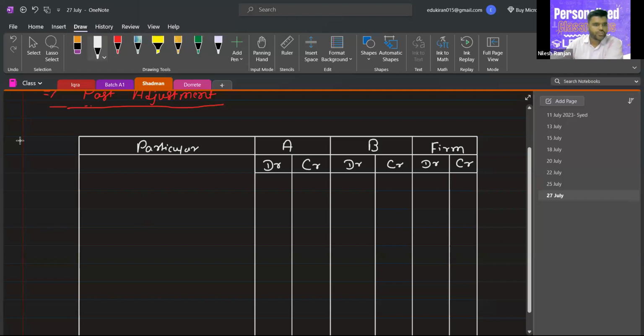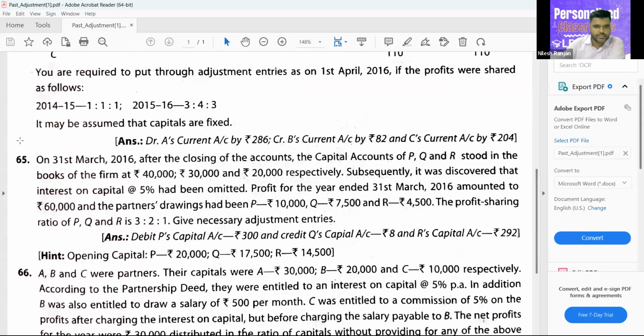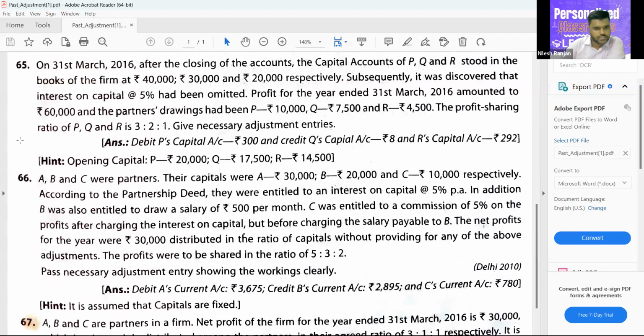You can see the question number 66 or 65. It's 65. Yes, sir. I can see. Please read the question.